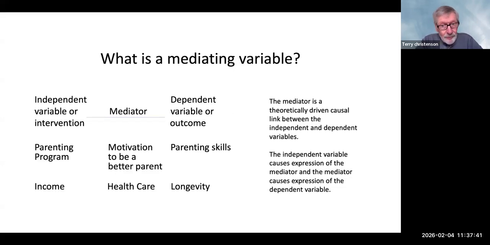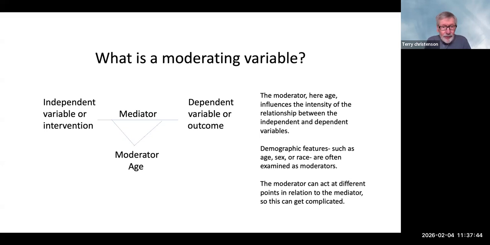Moderators. What's a moderating variable? It's very simply those demographics that we were talking about earlier: age, sex, race, socioeconomic status. Those demographic factors can influence the extent to which the mediator mediates, has its effect. In other words, it's the nuancer. It can influence that linkage the mediator has.